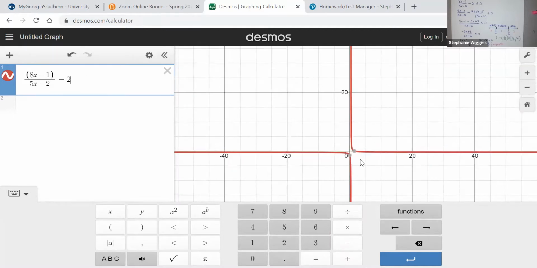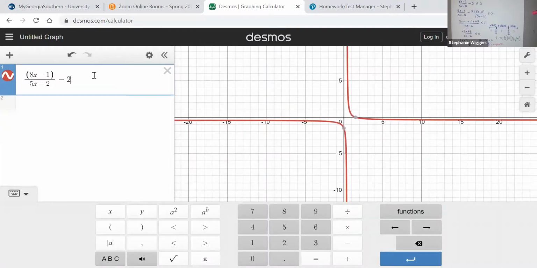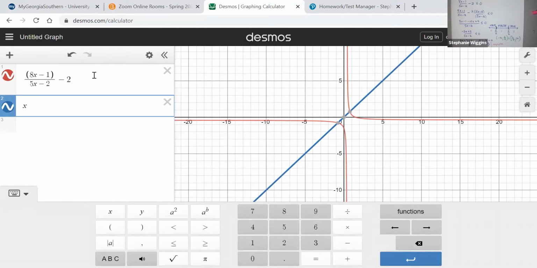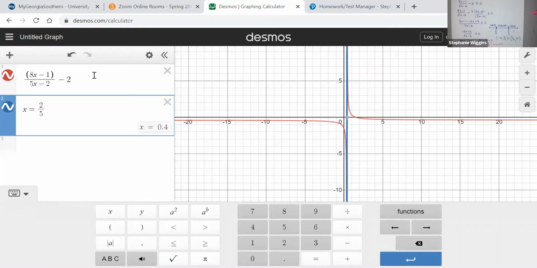I'm going to go ahead and graph the vertical asymptote, which is x equals 2/5. See, there's the asymptote. So we want to know, when is it less than or equal to 0? So you can see it's below the x-axis all along here and up until the asymptote, but it's not equal to 0 at the asymptote. So that's why we left that point out.